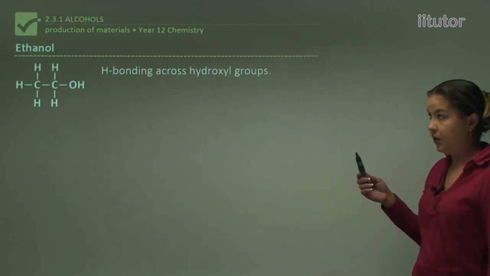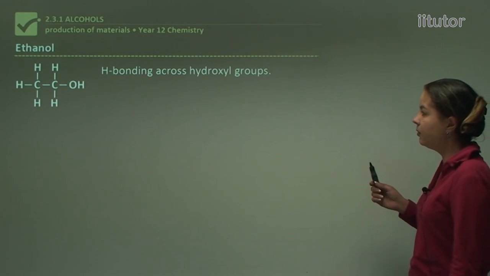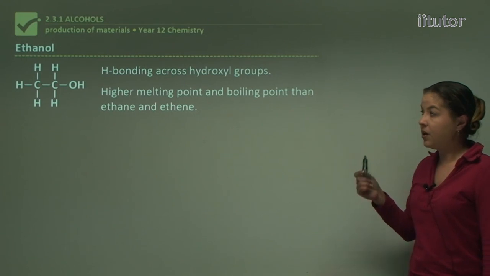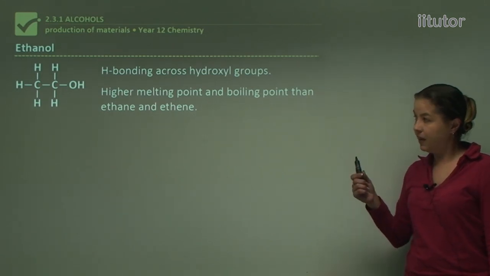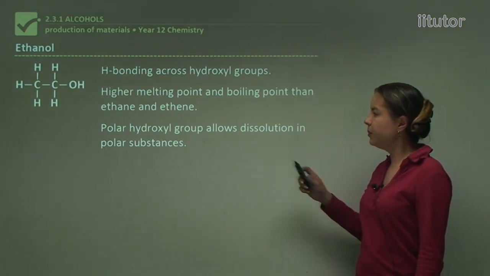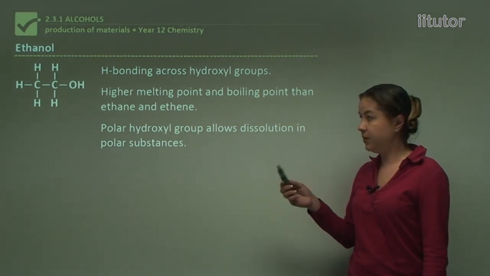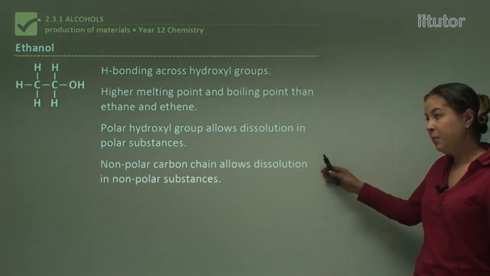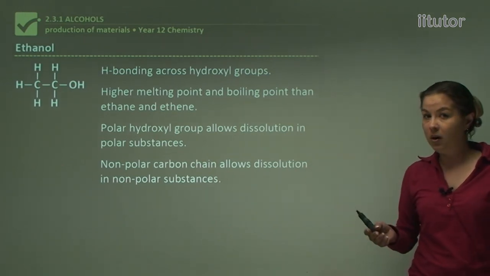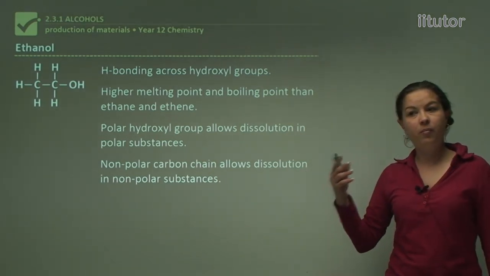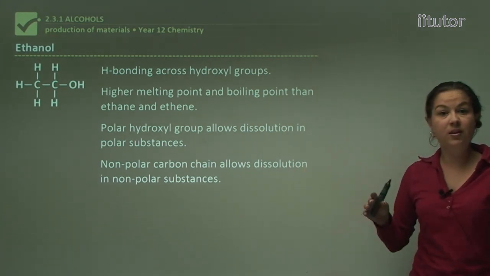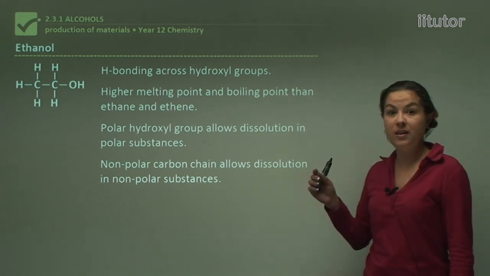So let's look at ethanol, the most common of all of the alcohols. There's hydrogen bonding across the hydroxyl group. It has a higher melting point and boiling point than ethane and ethene. And it has the polar hydroxyl group, which allows dissolution in polar substances. But it also has the non-polar carbon chain, which allows dissolution in non-polar substances. So ethanol can dissolve both in polar and non-polar substances, which makes it a fantastic solvent, which is what its main use is, actually.